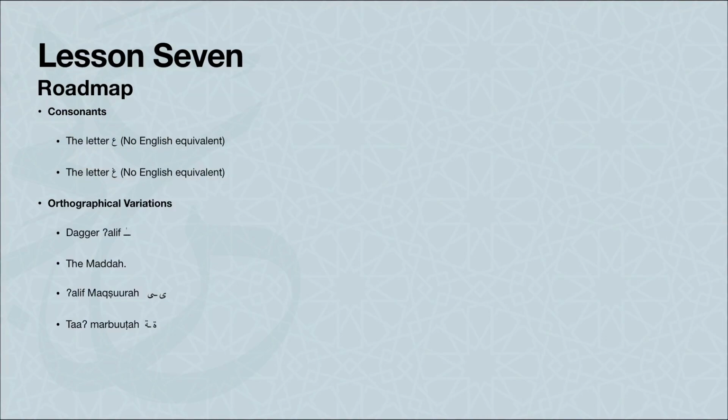Also, in this class, we're going to discuss other orthographical variations, namely something we call the Alif Khinjariya or dagger Alif, and the Madda, and the Alif Maqsura, and the Ta Marbuta. And we will go through them in details. So let's start with the letter Ain.